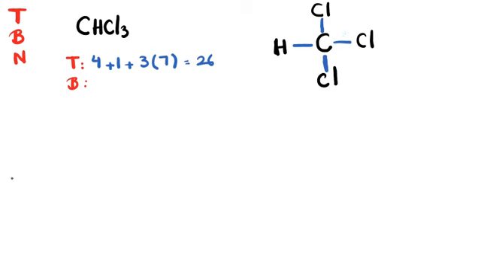Each bond means 2 electrons. I'm going to write it here for you to remember the meaning of a bond. So 2 electrons, 4, 6, 8. I used 8 valence electrons as bonding electrons. Non-bonding comes from this calculation, 26 minus 8. So we are going to have 18 valence electrons here.